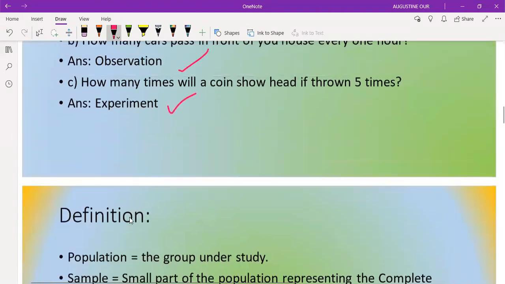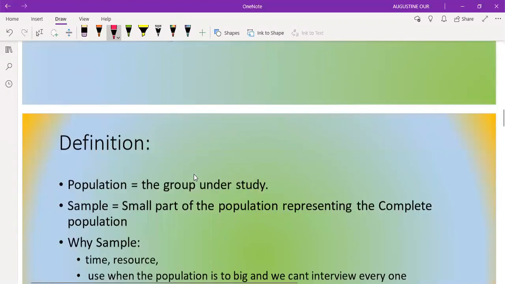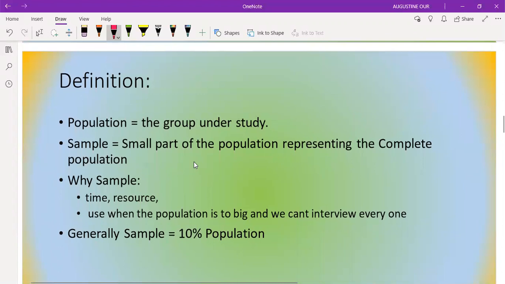A population. Now we are done with the methods of collecting data. So now we want to define some other things. A population is simple. You want to perform an experiment. You want to know how many people in Muscat, or what is the favorite car that people love in Muscat? Okay, so these people that you are talking about is what we call a population.